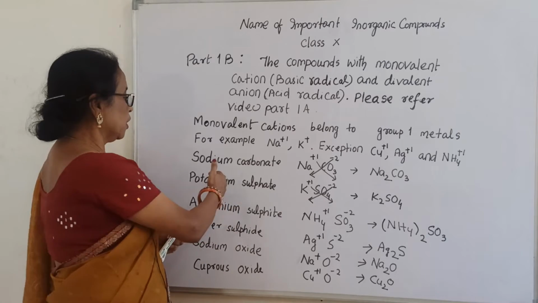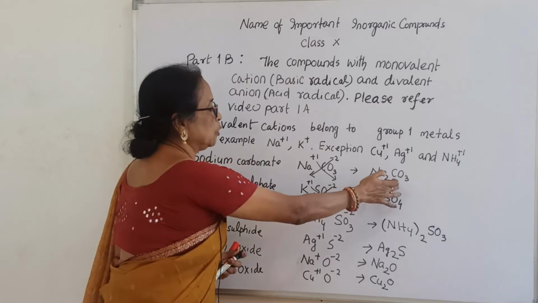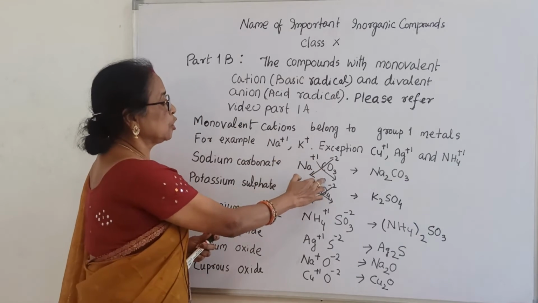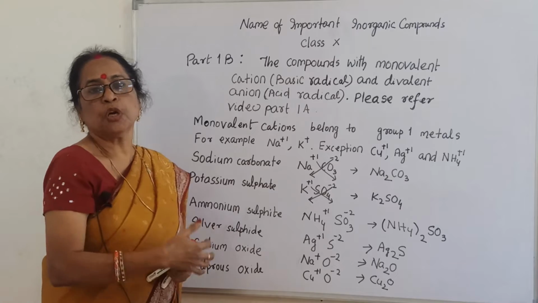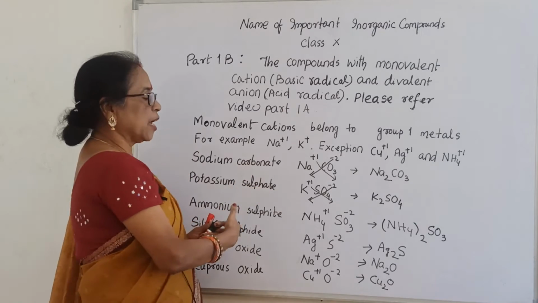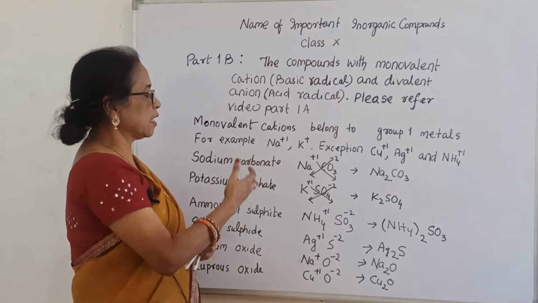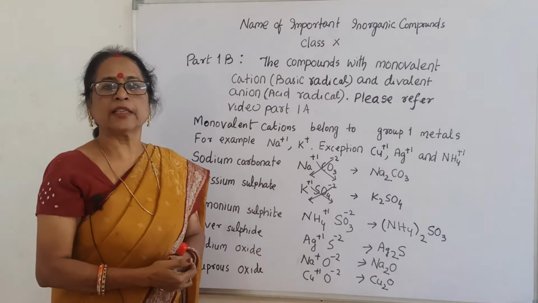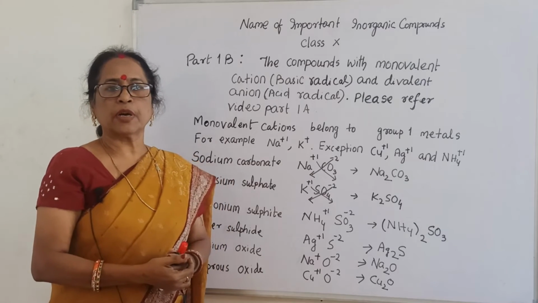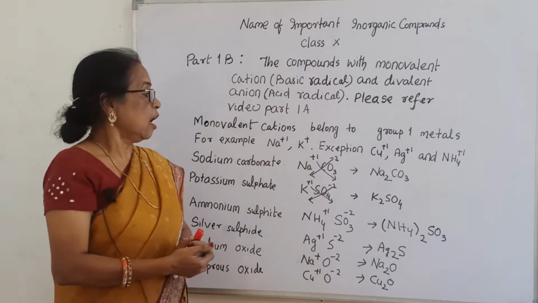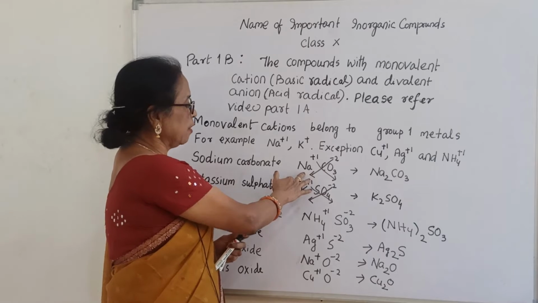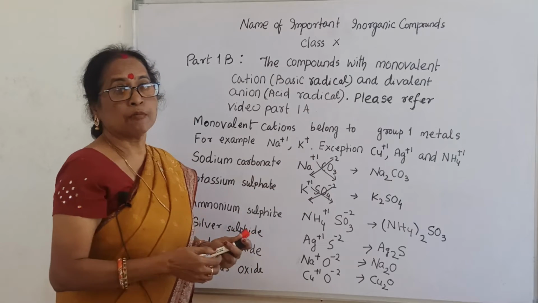Now sodium carbonate, that is Na2CO3. How? First you write Na having charge +1, CO3 having charge -2. You should remember carbonate is -2. The acid radical names and charges were already told in the 9th class video. You can refer to the 9th class video, where you will get all the radical names and formulas. Now here Na+1 and here -2.